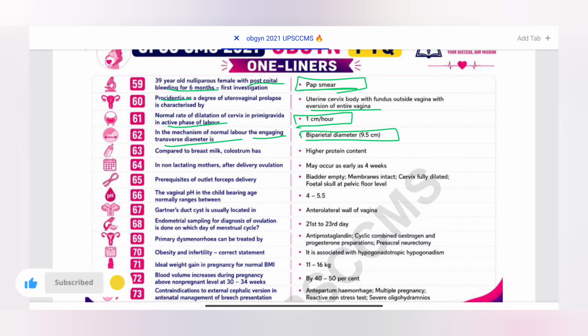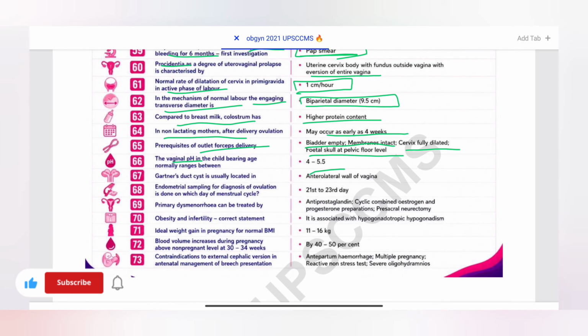Next, compared to mature breast milk, colostrum contains more protein and immunoglobulins. Next, a non-lactating woman may ovulate as early as 4 weeks after delivery. Remember this counseling point. Outlet forceps prerequisites: fully dilated cervix, ruptured membranes, empty bladder, head on pelvic floor. Next, normal vaginal pH 4 to 5.5, maintained by lactobacillus.